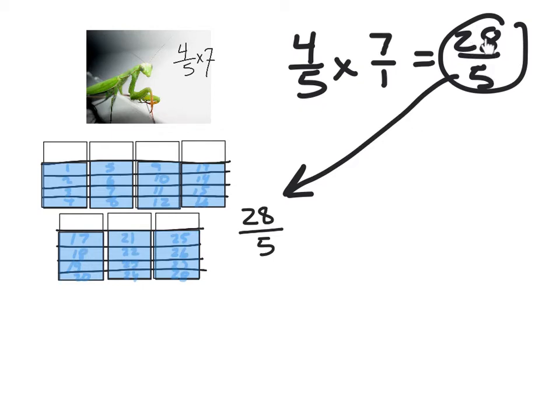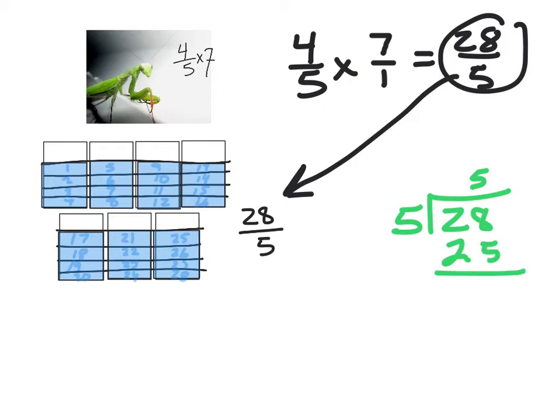However, as you see, it's not simplified because this is top-heavy, or an improper fraction, right? Which means I could really rewrite this as 28 divided by 5, right? Well, 5 will go into 28 5 times because 5 times 5 is 25. And then I would subtract and I get 3, so I get a remainder of 3/5, right? So 5 3/5.